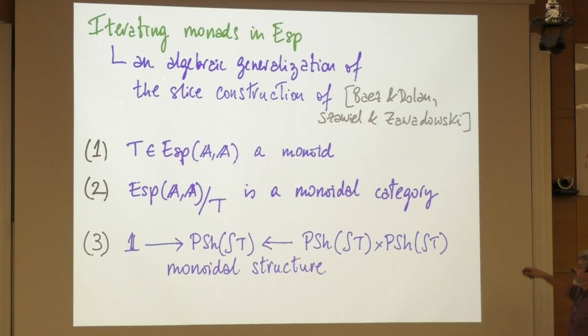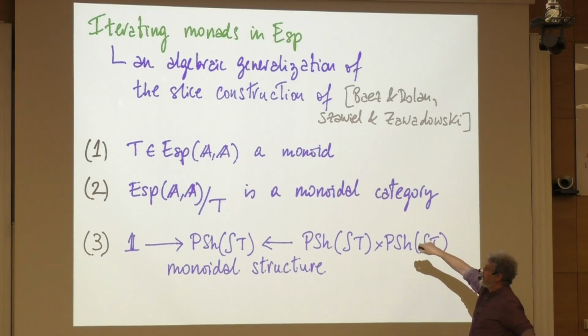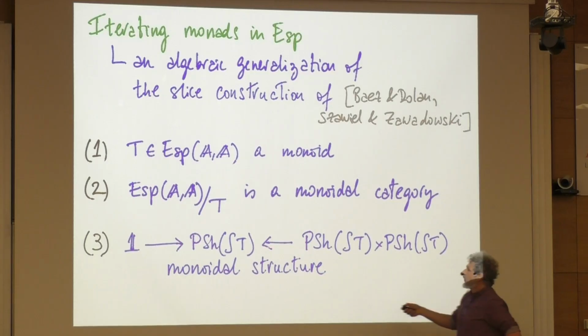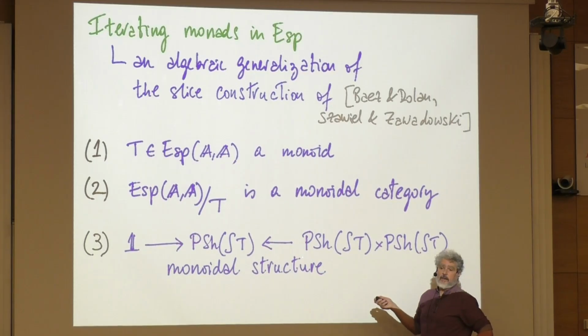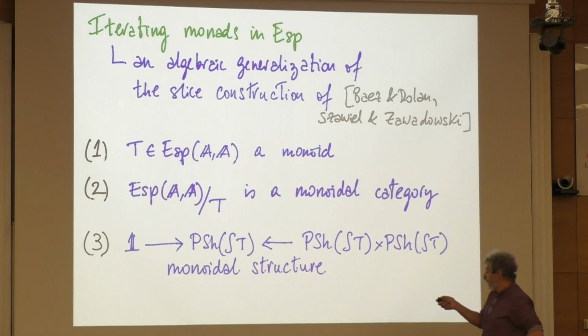Okay. Once I have done that, because these two categories are equivalent, I get the monoidal structure on presheaves of the category of elements. Okay, straightforward.